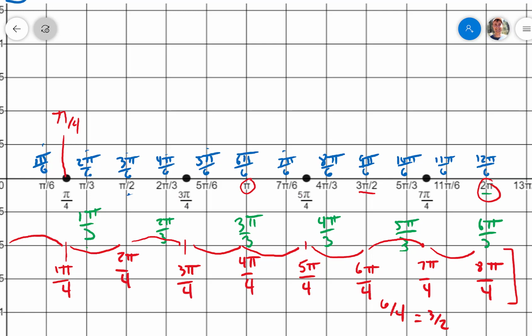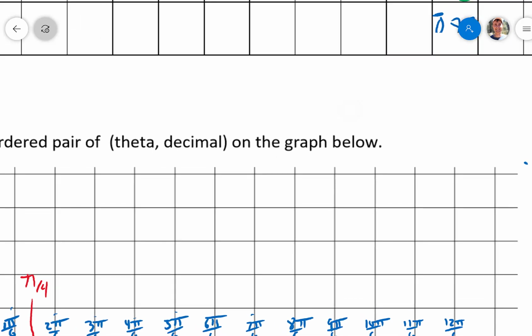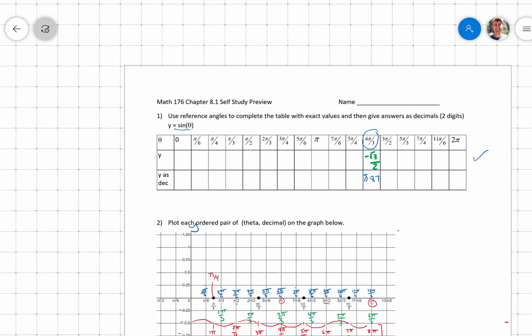The main subject is for you to come back here and fill out all of these dots, all of these exact answers, and get all these decimal answers, and then plot points. That is your big job tonight, plot points. So I hope that gave you a little bit of insight, and study hard on this, a very important assignment.